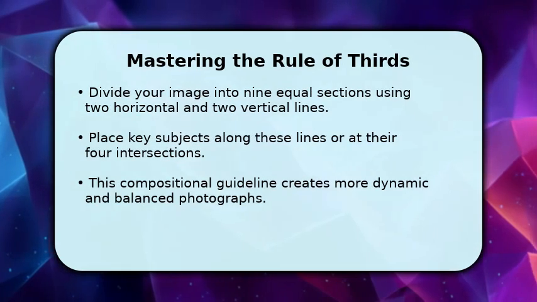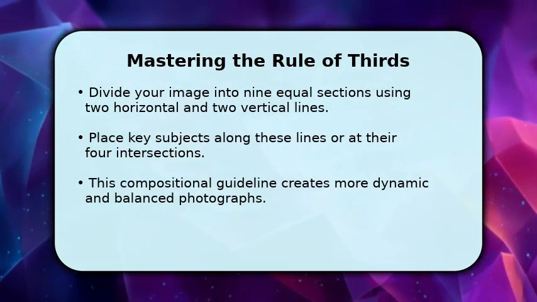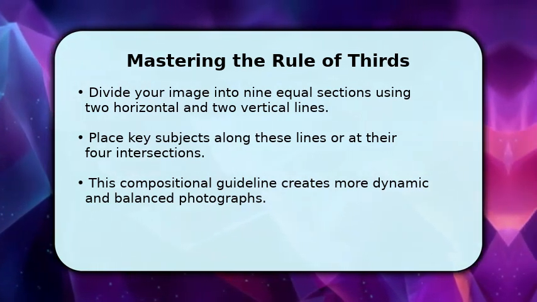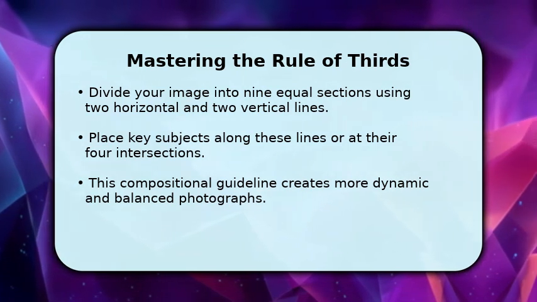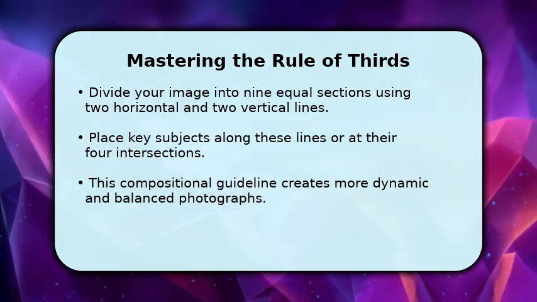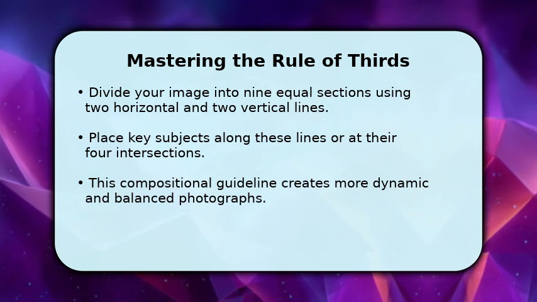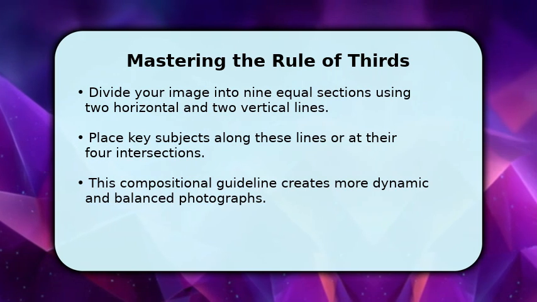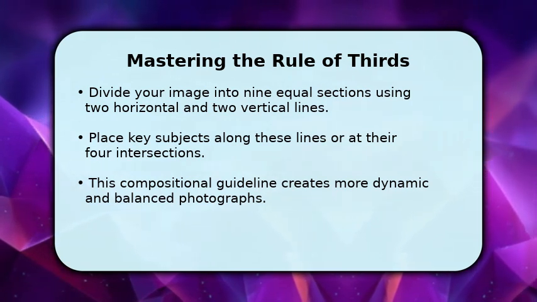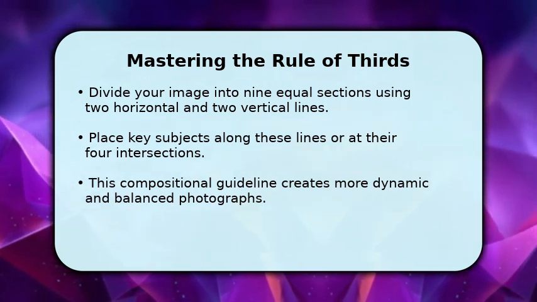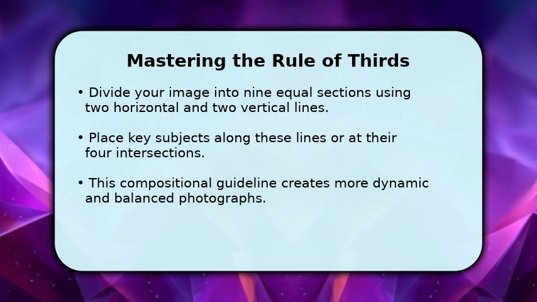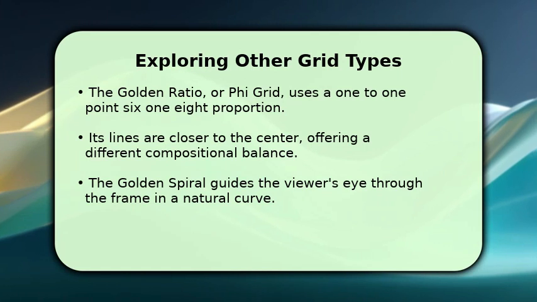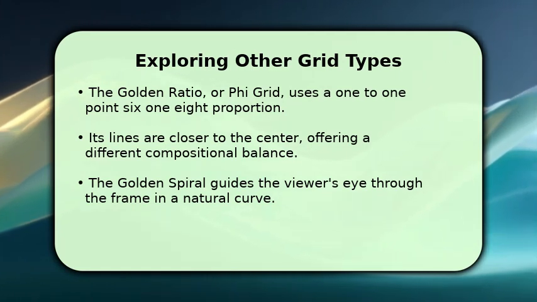The rule of thirds is a fundamental compositional guideline. Imagine your photo divided into 9 equal parts by 2 horizontal and 2 vertical lines. The goal is to place your main subject or important elements along these lines or at their 4 intersecting points. This technique prevents your photos from looking static and helps distribute visual weight, leading to a more pleasing and engaging image for the viewer.